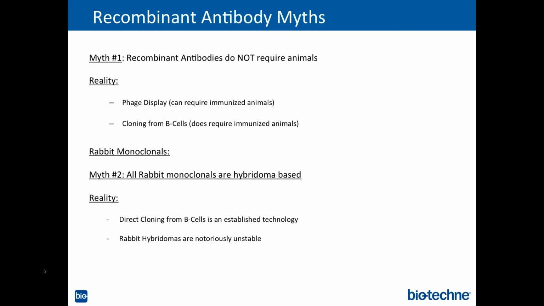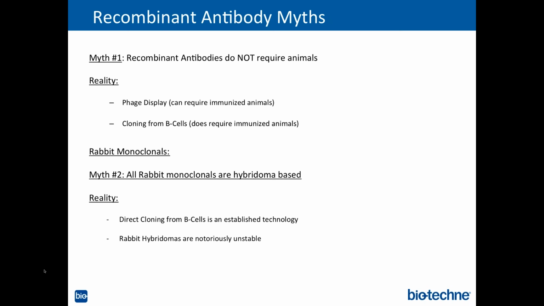The other system that people have been using for recombinant antibodies is cloning directly from B cells. And in that system, definitely you will start with an immunized animal. Very rarely will you ever start with a naive animal. I haven't seen anything along those lines. So cloning from B cells definitely requires immunized animals.